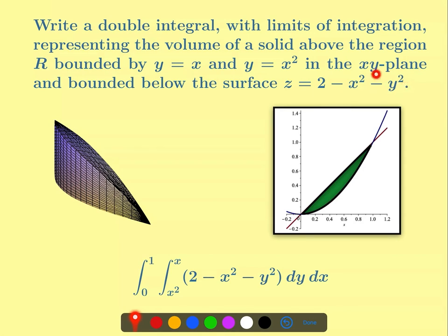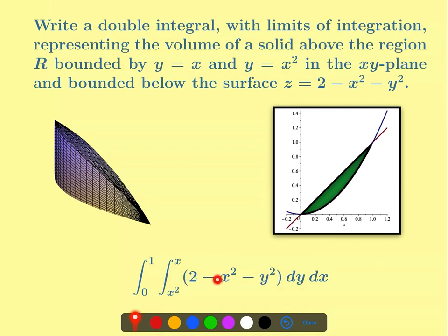The top of the solid is apparently this graph z equals 2 minus x squared minus y squared, which is a paraboloid hitting 2 on the z-axis and opening downwards. But this is what's left of it above this region.